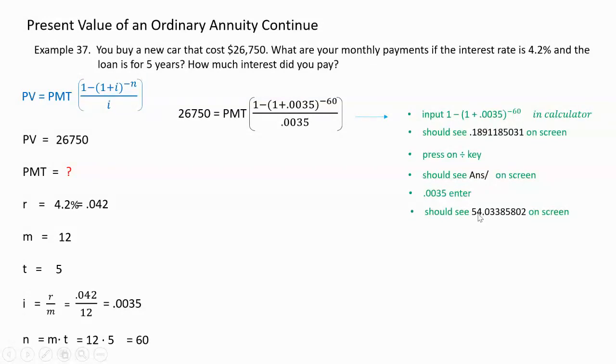After you do that, you should see on your screen 54.03385,802. Then we're going to press on the inverse key. You should see on the screen. So after you press the inverse key, you should enter the number on the left, which is 26,750.